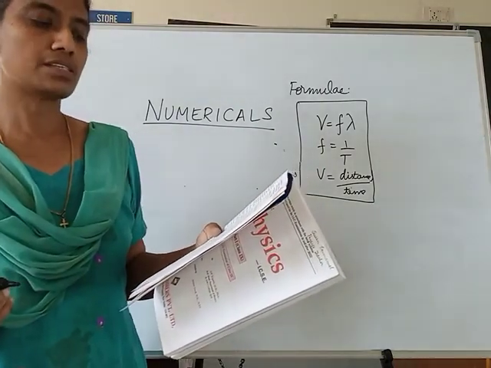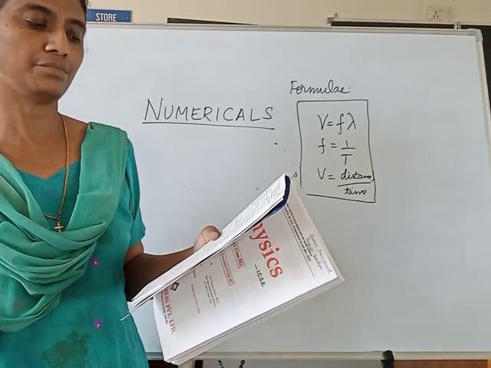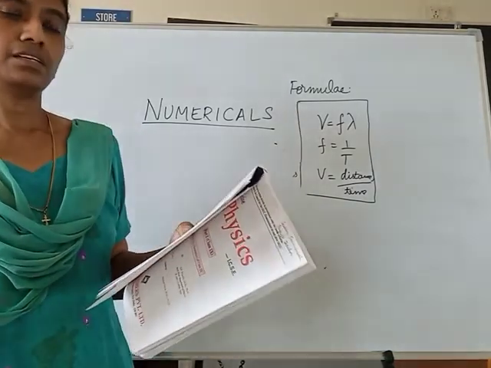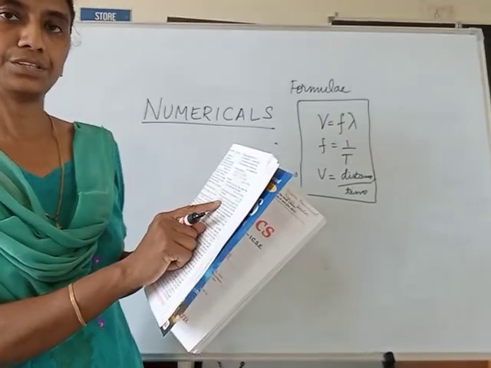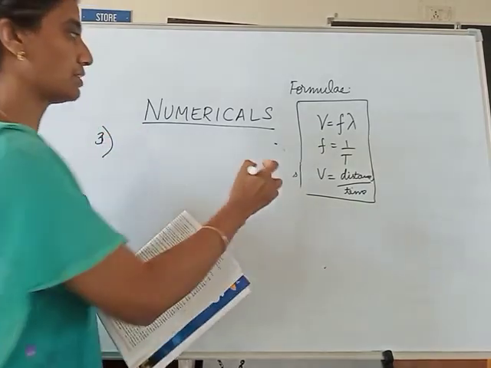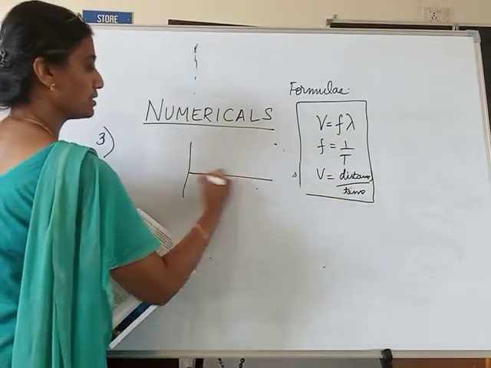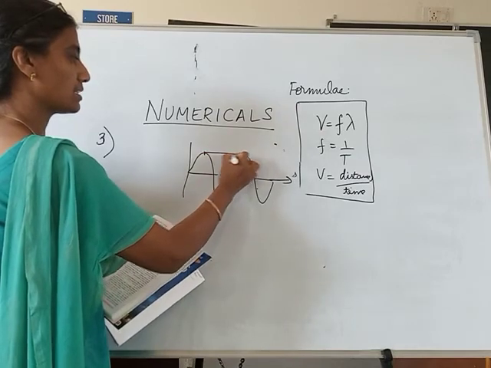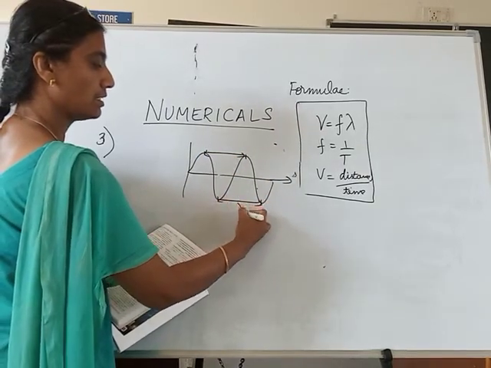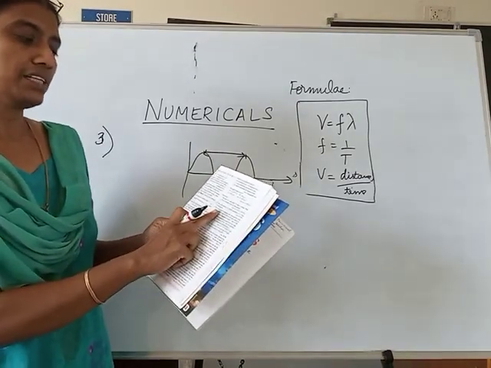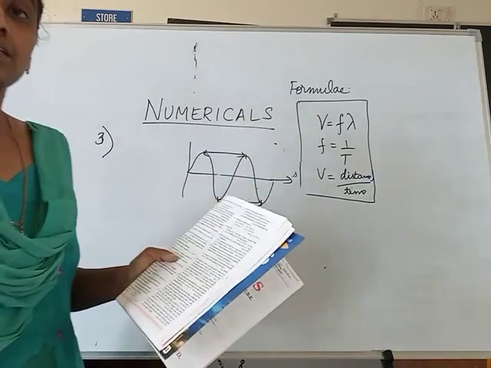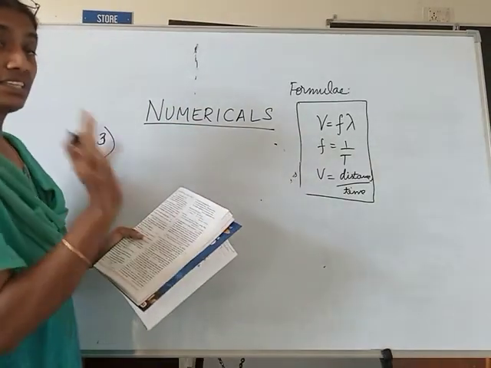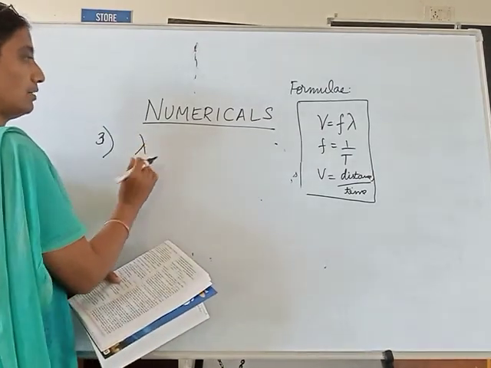The separation between two consecutive crests in a transverse wave is 100 meter. If wave velocity is 20 meter per second, find the frequency of wave. Now, from the definition of transverse wave, you know the distance between two consecutive crests. You remember the diagram of transverse wave? It will be like this. And distance between two consecutive crests or two consecutive troughs is the lambda, the wavelength. So if they are giving separation between two consecutive crests, then they are giving the wavelength. While noting down, don't write the distance. You have to take lambda, wavelength lambda.